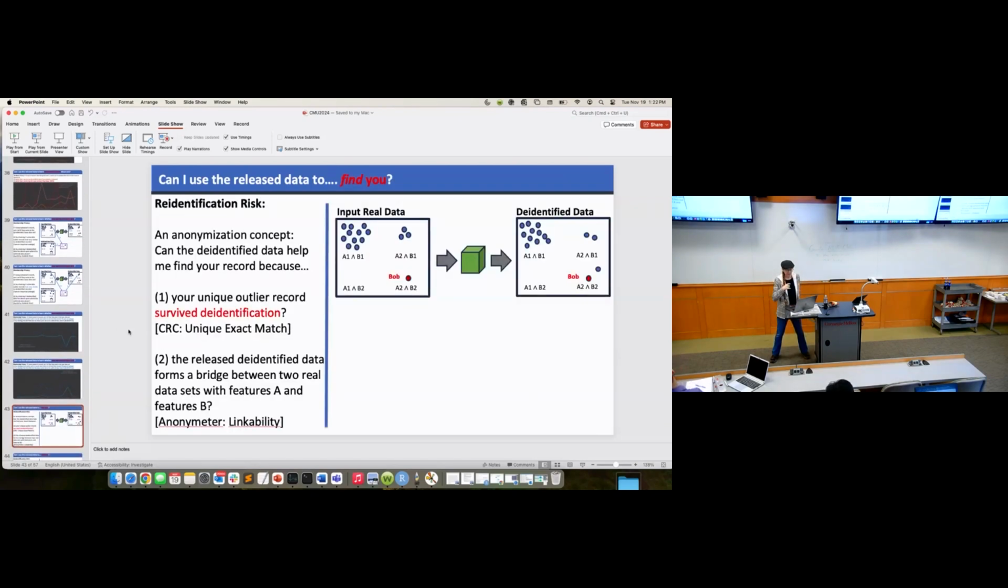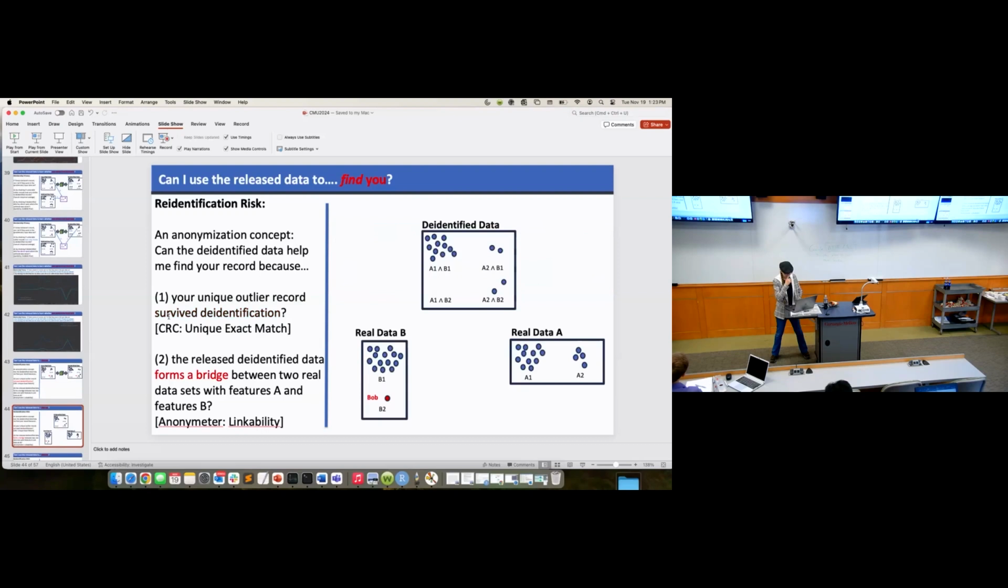Okay, can I find you? Those two definitions make sense from a computer science perspective. We also have definitions that come from a legal perspective, still coming from the anonymity work that pre-existed all this. So re-identification is this idea of, did I anonymize the data or can I actually still find you in there? And unique exact match is a re-identification metric.